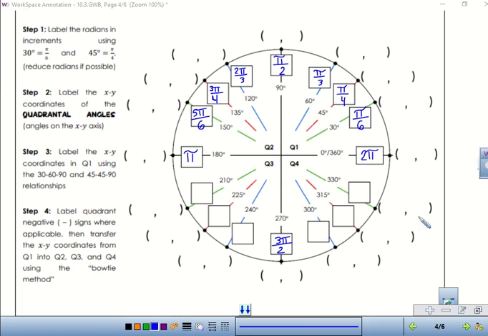Now we'll move on to quadrant 3. To get from 30 to 210, we multiply by what? 7. So I'm going to multiply this by 7. 7 pi over 6. To get from 45 to 225, we multiply by what? 5. So that's going to be 5 times pi over 4, so 5 pi over 4. To get from 60 degrees to 240 degrees, we multiply by what? 4. Good, so 4 pi over 3.